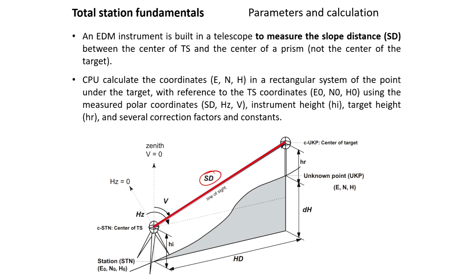Okay. Then the CPU calculates the coordinates, that is easting, northing, and H, which is your height, in a rectangular system, of the point under the target with reference to the TS coordinates. So, this has to be given first. What we usually do if we just want to take the reference points is give 100, 100 or 1000, 1000, and with respect to that the coordinates and the heights will be obtained when you are taking the measurements. But as I told you, if you are using a precise reference point, then you can enter the coordinates and the height of that particular point in the TS. Then whatever measurements you are doing will be with respect to this, so this will become a reference to your measurements.